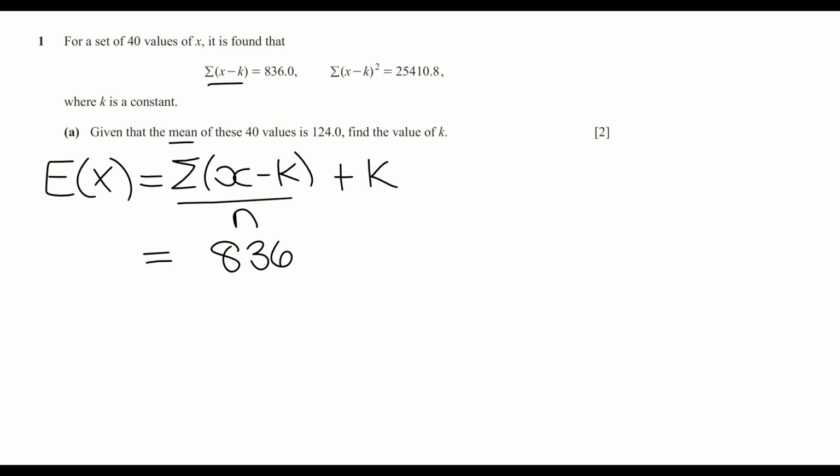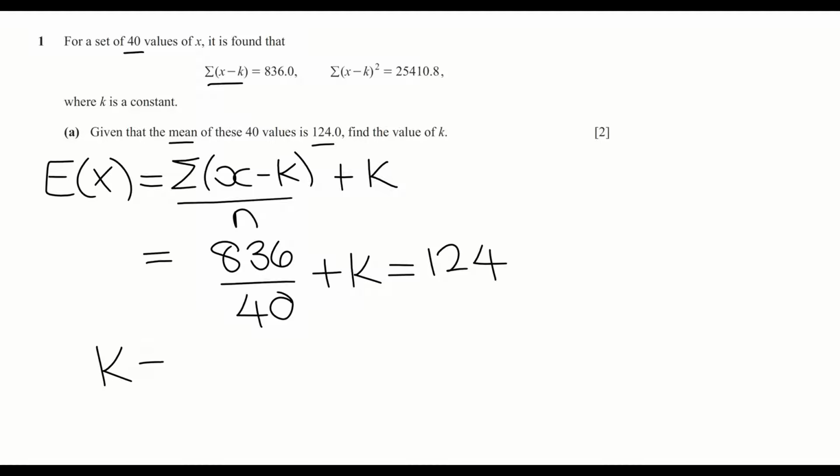836, over n, the total set of values, which in this case is 40. So I can say 40 plus k is equal to the mean. And the question tells us the mean is 124. So to find k, all I need to do is move the fraction to the right. And I can say that k is equal to 124 minus 836 over 40. Take my calculator.